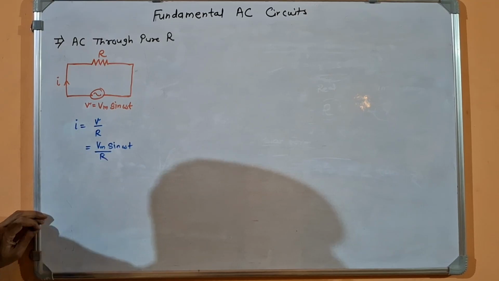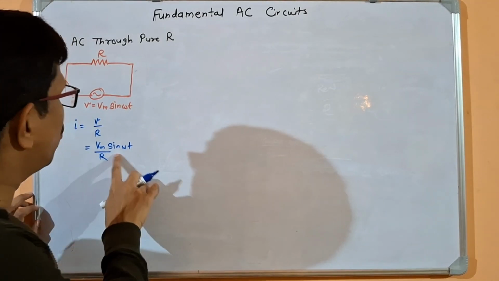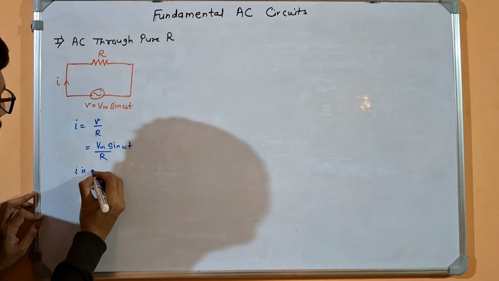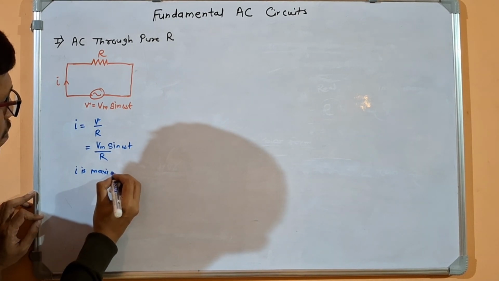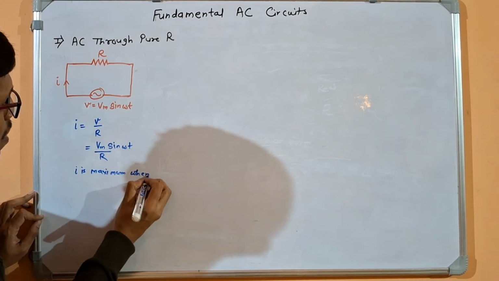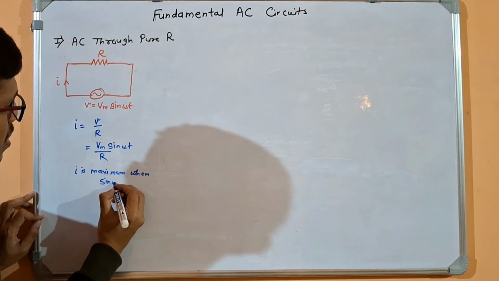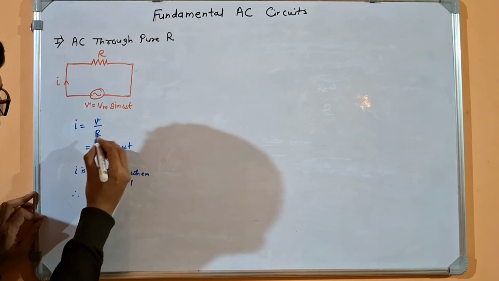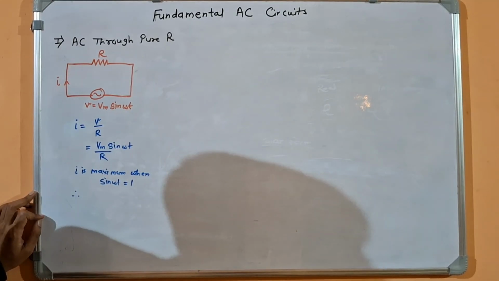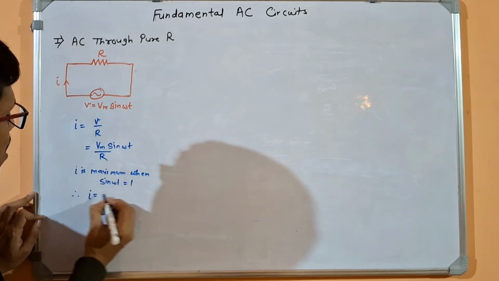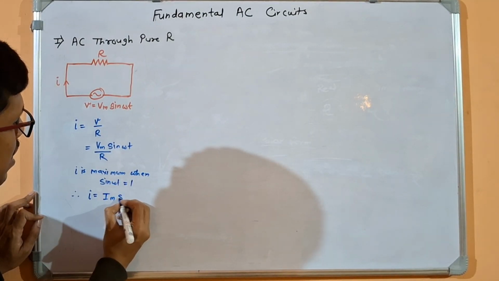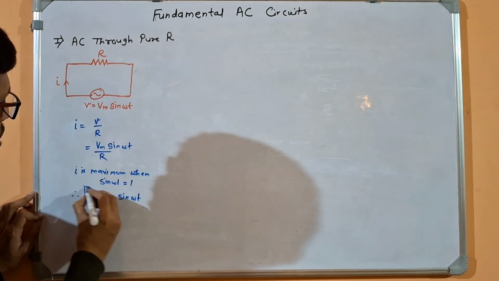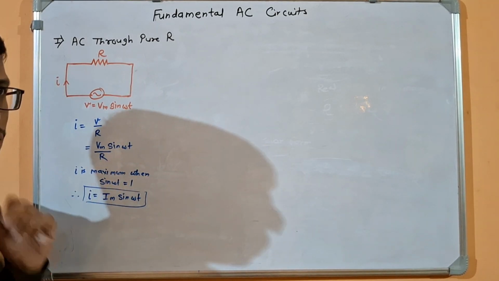And this I is maximum when sin omega t is 1, and therefore we can replace this Vm by R with Im. So I will become Im sin omega t. Therefore we have derived the current relation for this.